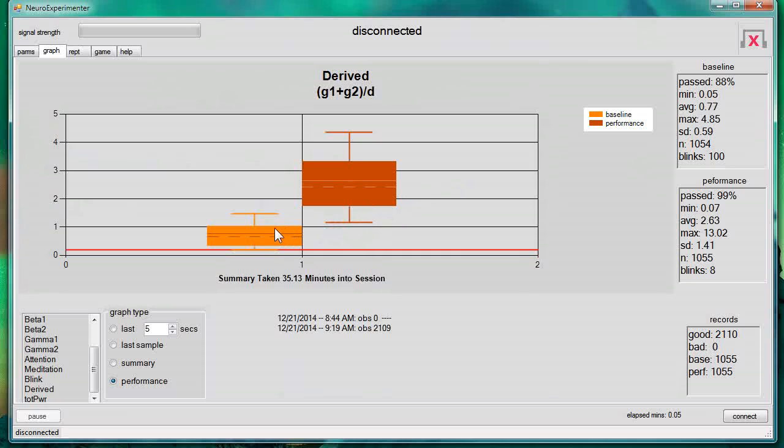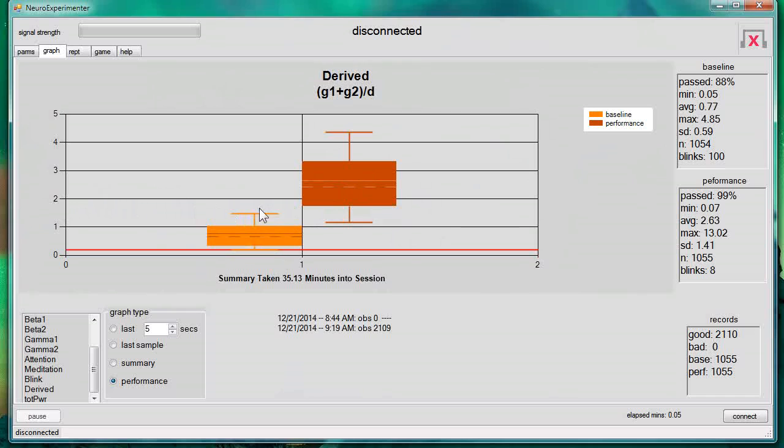We can see that the baseline samples and the performance samples for the derived formula output are clearly very well separated, as we would hope. The one thing we have to do now is select a cutoff. We want to select a line, a point where we are capturing most of the samples during the performance and excluding most of the samples during baseline. That cutoff, along with our formula, then will be our classifier to determine what is a meditation sample and what is a baseline sample. I selected about 1.8.